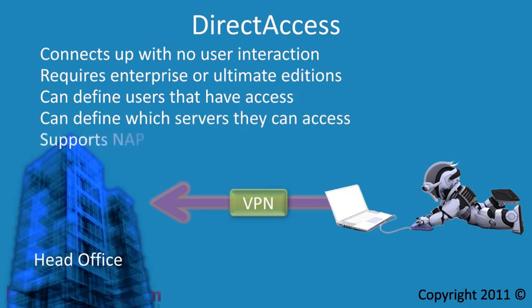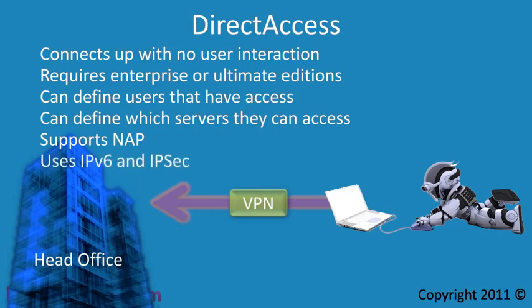DirectAccess also supports NAP, or Network Access Protection. NAP is a system which performs a number of compliance tests on the computer before it is allowed on the network. These compliance checks can involve ensuring virus software is installed and enabled, a firewall is operating, and the latest Windows updates have been installed. If you have NAP configured on your network, DirectAccess will first check with NAP to make sure the computer is compliant before allowing it on the network.